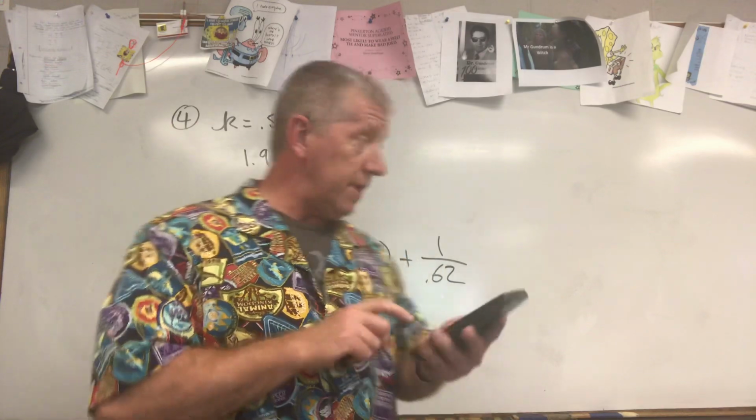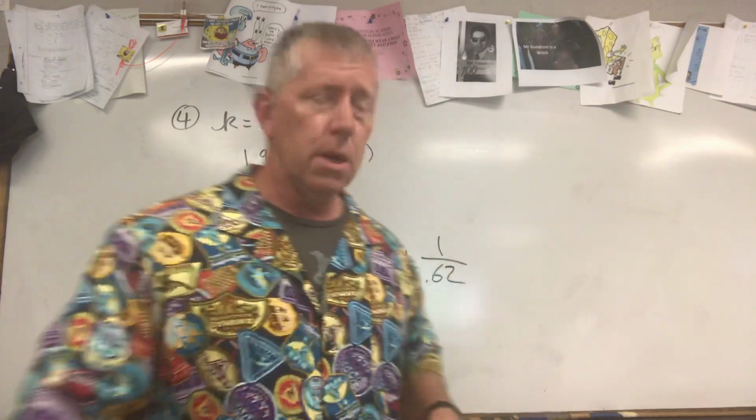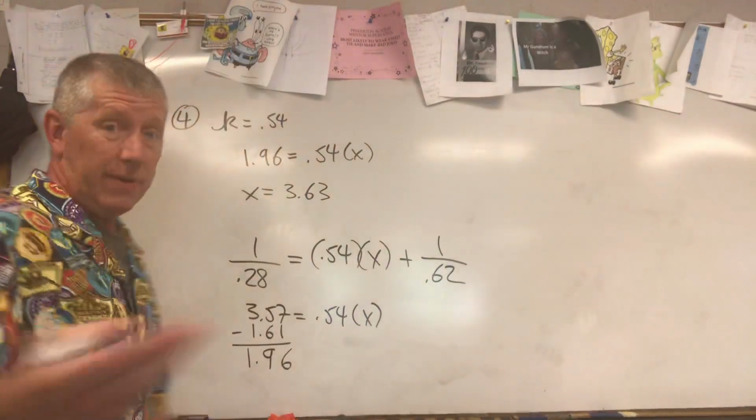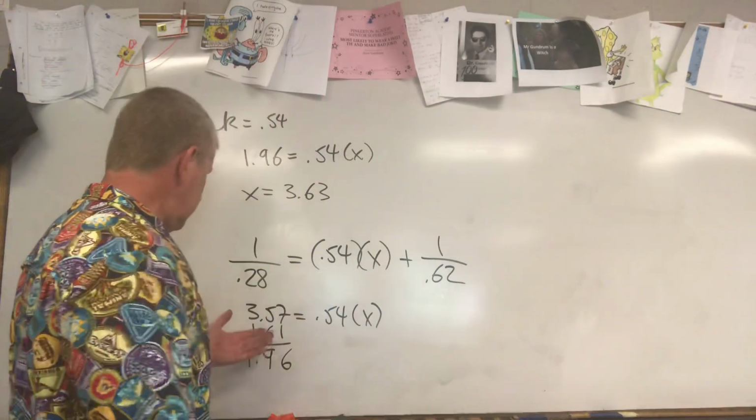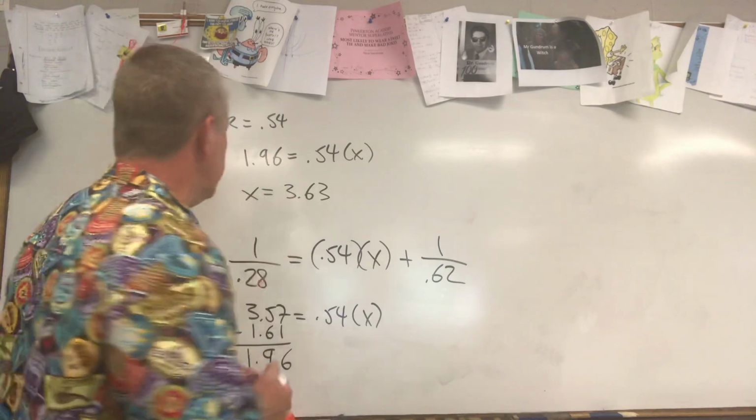I forgot what I was doing. Oh, I'm dividing by the K value, 0.54. 1.28 seconds for half of it to go away. So yeah, it's pretty quick. The half-life is pretty quick, and we determined that. Yeah, this didn't take very long. Where is it? Here. This didn't take very long.